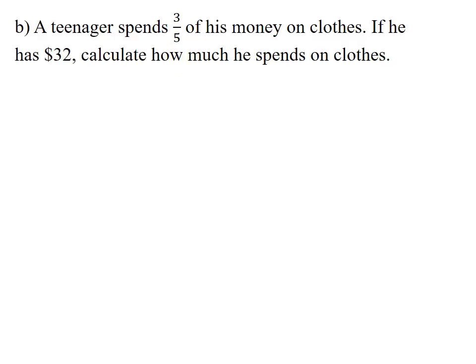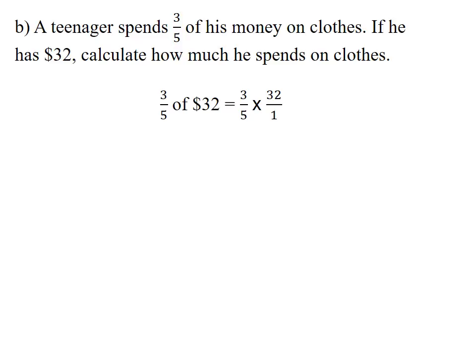Here's a little problem. It says a teenager spends 3/5 of his money on clothes. If he has $32, calculate how much he spends on clothes. He spends 3/5 of it on clothes, so we've got to find 3/5 of the $32. 3/5 of 32 over 1.